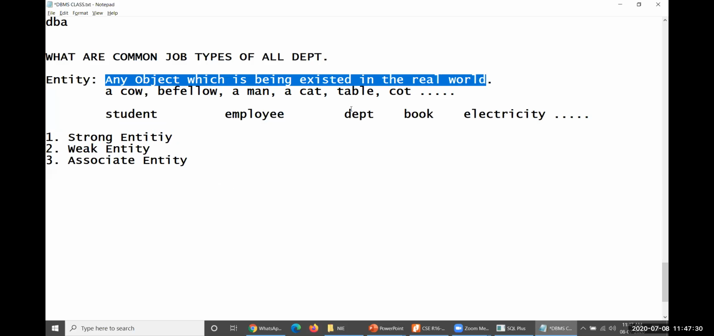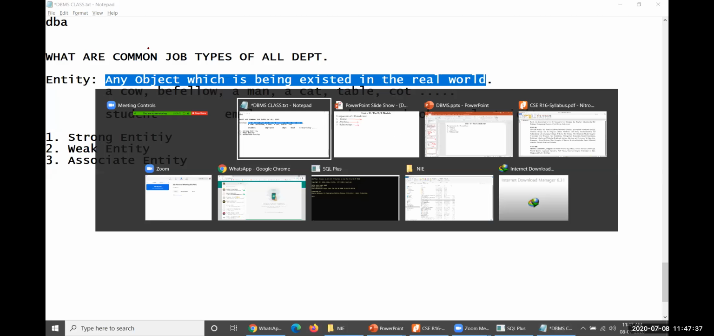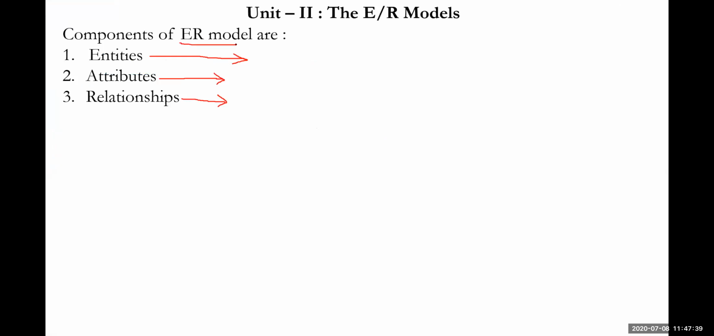Then how could you represent an entity in an ER diagram? Normally this entity relationship model is a diagrammatic representation of your entire system. Your entire system is maintained or represented in diagrammatic form. Within this diagrammatic form, an entity can be represented with a rectangular box, something like this.